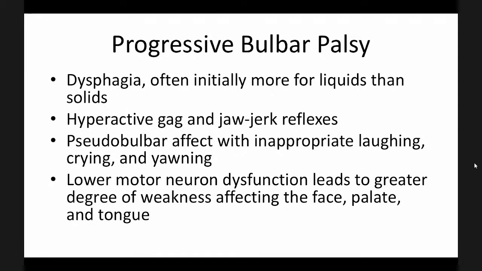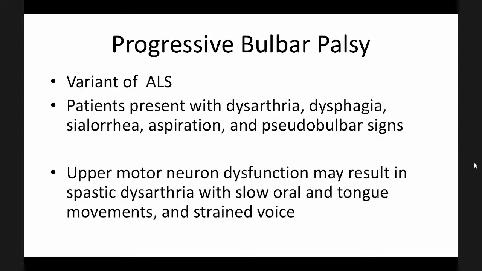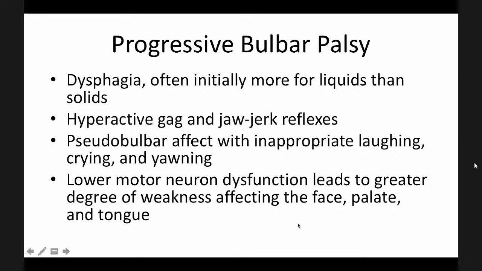There is a hyperactive gag and jaw jerk reflex, and pseudobulbar affect with inappropriate laughing, crying, and yawning, that is the emotional lability. Lower motor neuron dysfunction leads to a greater degree of weakness affecting the face, palate, and tongue. So we have everything regarding the oral cavity and the face: dysarthria, dysphagia, excessive salivation, aspiration, emotional lability, and weakness of the face, palate, and tongue muscles.